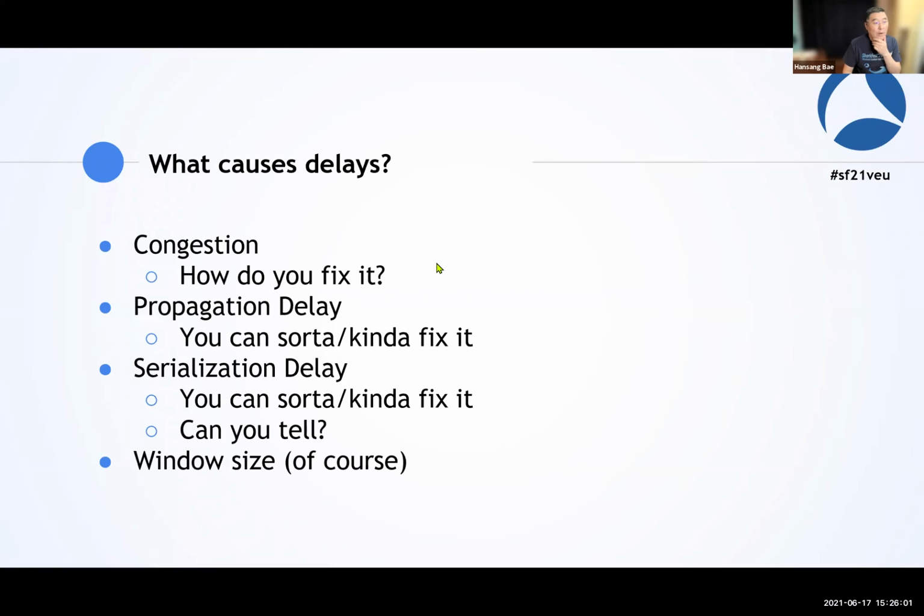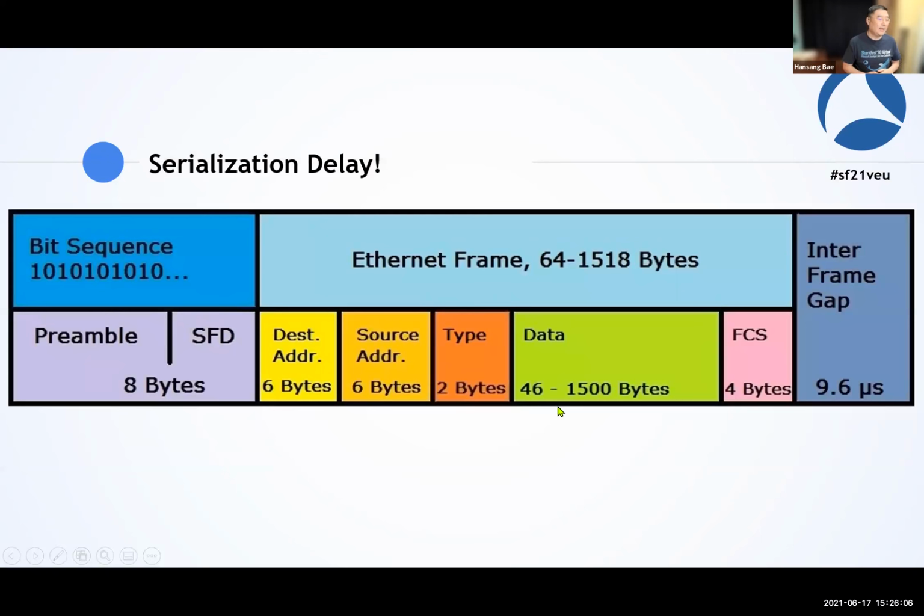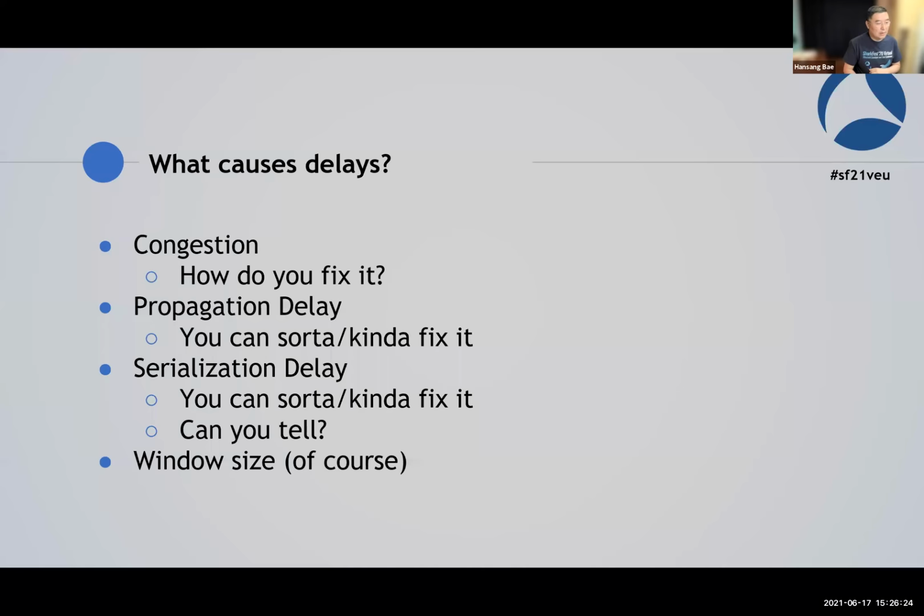But before we fix it, we have to understand what it is that we're trying to fix in the first place. There are two other delays that we talk about besides congestion, and that's the propagation delay and serialization delay. Those are the two delays that you see on a modern day network. So propagation delay is how fast does it get from point A to point B?